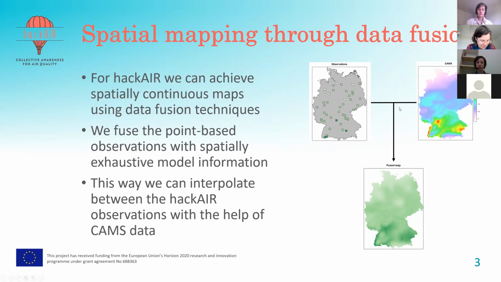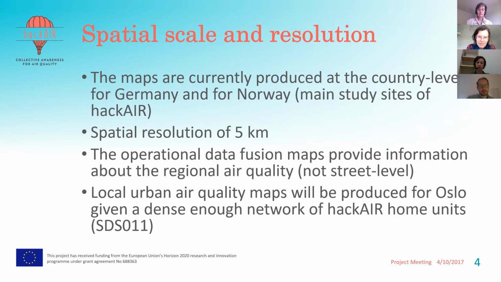And so if you combine these two data sets using data fusion, we get a fused map that inherits the spatial patterns of the model, but uses the magnitude of the observations from hackAIR, and gives us a spatially continuous map of air quality information using the hackAIR observations. Now, in terms of spatial scale, I want to mention that we are currently producing these at the country level. We're using this for both Germany and Norway because these are our main study sites. These maps have a spatial resolution of 5 kilometers.